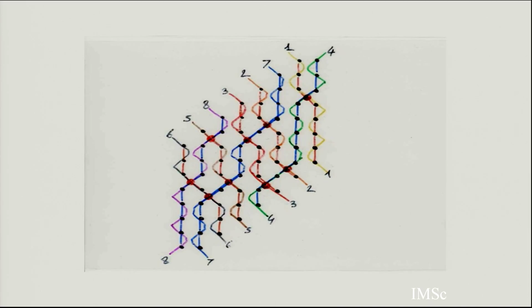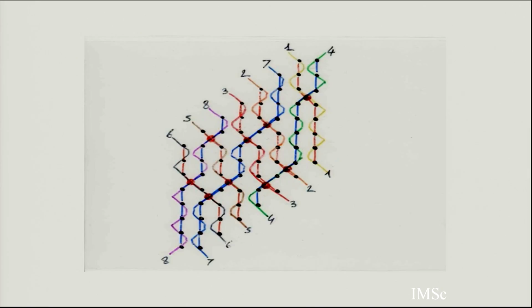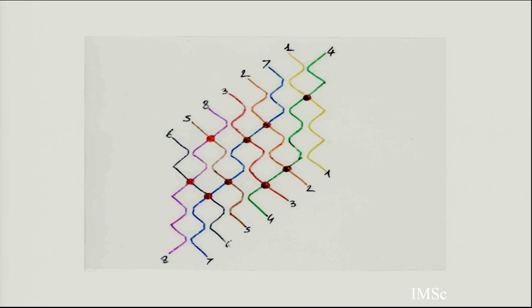So you see from this, you get this, which is the superposition of the two Jacobi identities. So the conclusion of this complement is that Fomin-Kirillov for 3-2-1 avoiding permutations equals Jacobi-Trudi plus dual Jacobi-Trudi with the LGV lemma. Okay. So Fomin-Kirillov is a construction like this. They have defined this construction. And if you cut the upper part, you get exactly the famous Schubert polynomial.